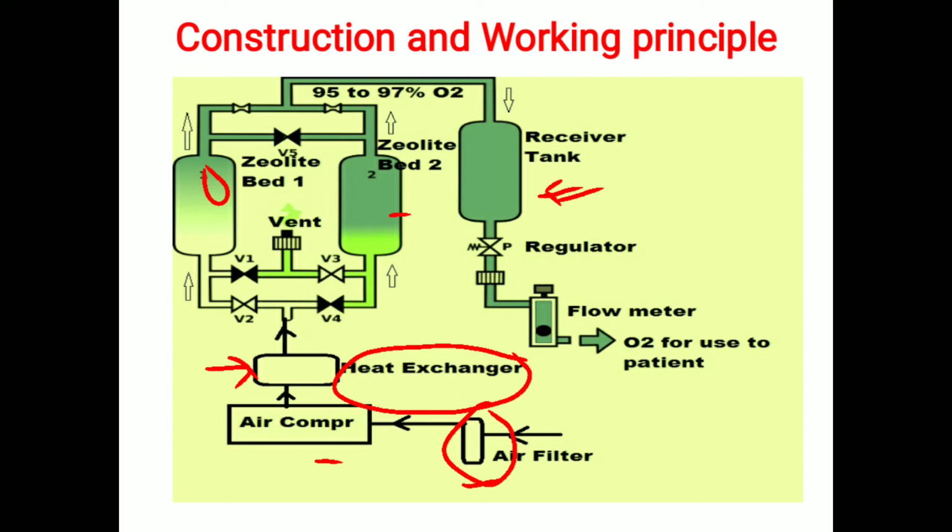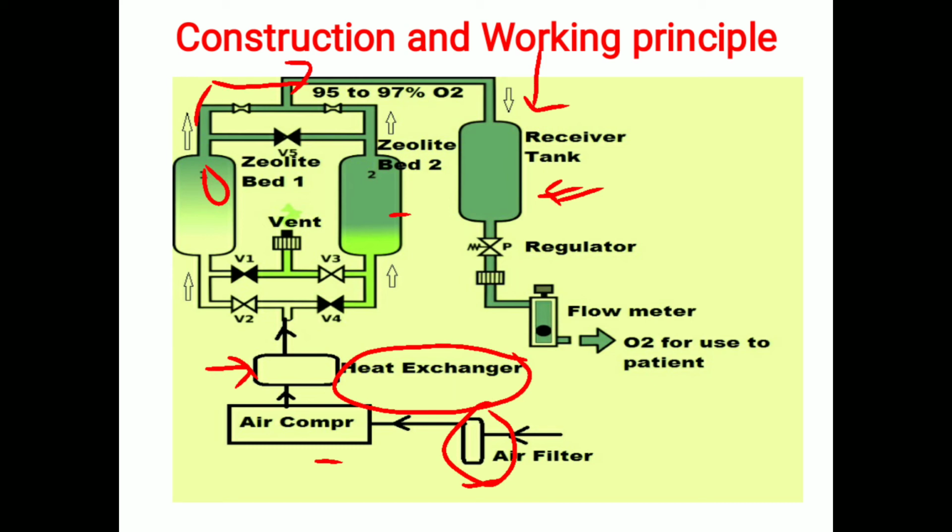The function of the zeolite is to separate oxygen from the air. This zeolite has a property of absorbing nitrogen. So when air enters inside this zeolite bed, this zeolite absorbs the nitrogen from the air and separates oxygen. Oxygen is allowed to pass through this zeolite bed, and only nitrogen gets absorbed. Then from the outlet of this zeolite bed, we are getting 95 to 97% pure oxygen. Then this oxygen gas is stored inside this receiver tank.